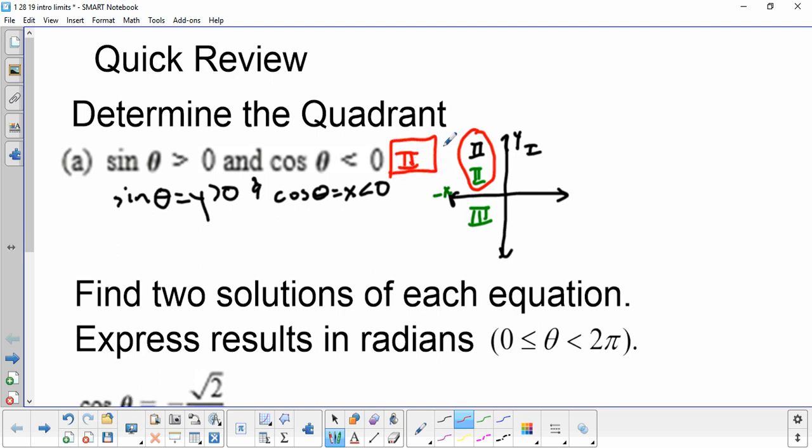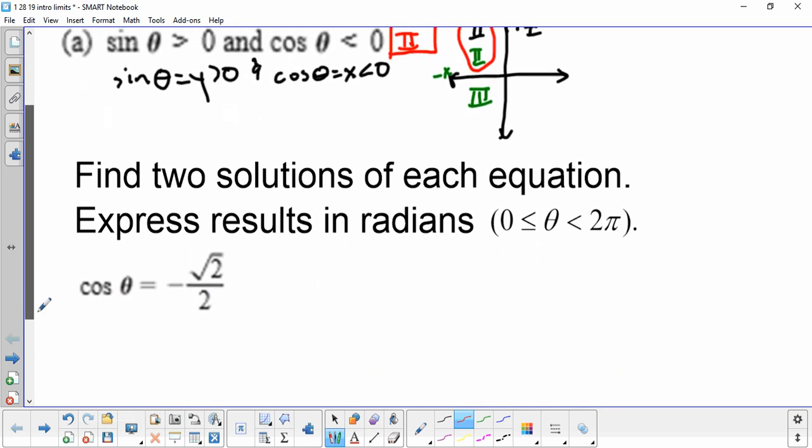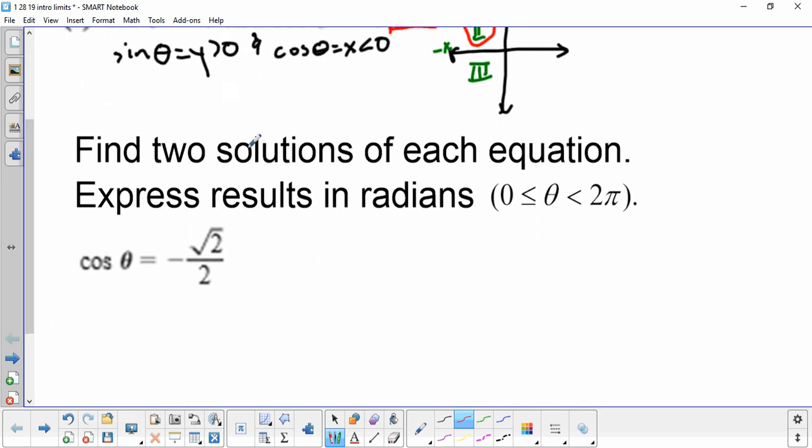Simply draw out a coordinate grid and think about where sine, cosine, or tangent, or whatever that may be, are located. Another one I want to talk about is how to find two solutions of an equation without your calculator, given cosine of theta equals negative square root of 2 over 2. Here we're going from 0 to 2 pi, so basically 360 degrees.